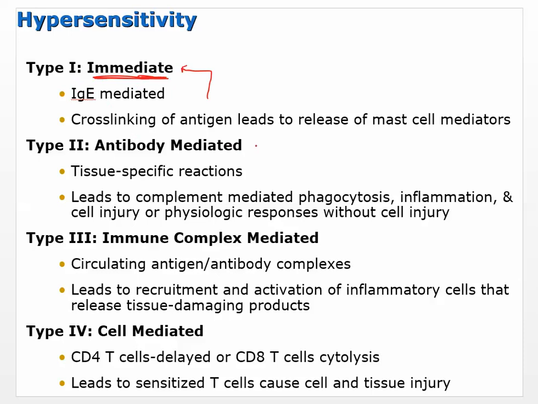Type 2 is antibody mediated, which is kind of confusing because actually type 1, 2, and 3 all involve antibodies. The difference is that type 2 is more specific, tissue specific, which we'll talk about what that means, and it also involves complement. Okay, so we'll talk about what that means as well.